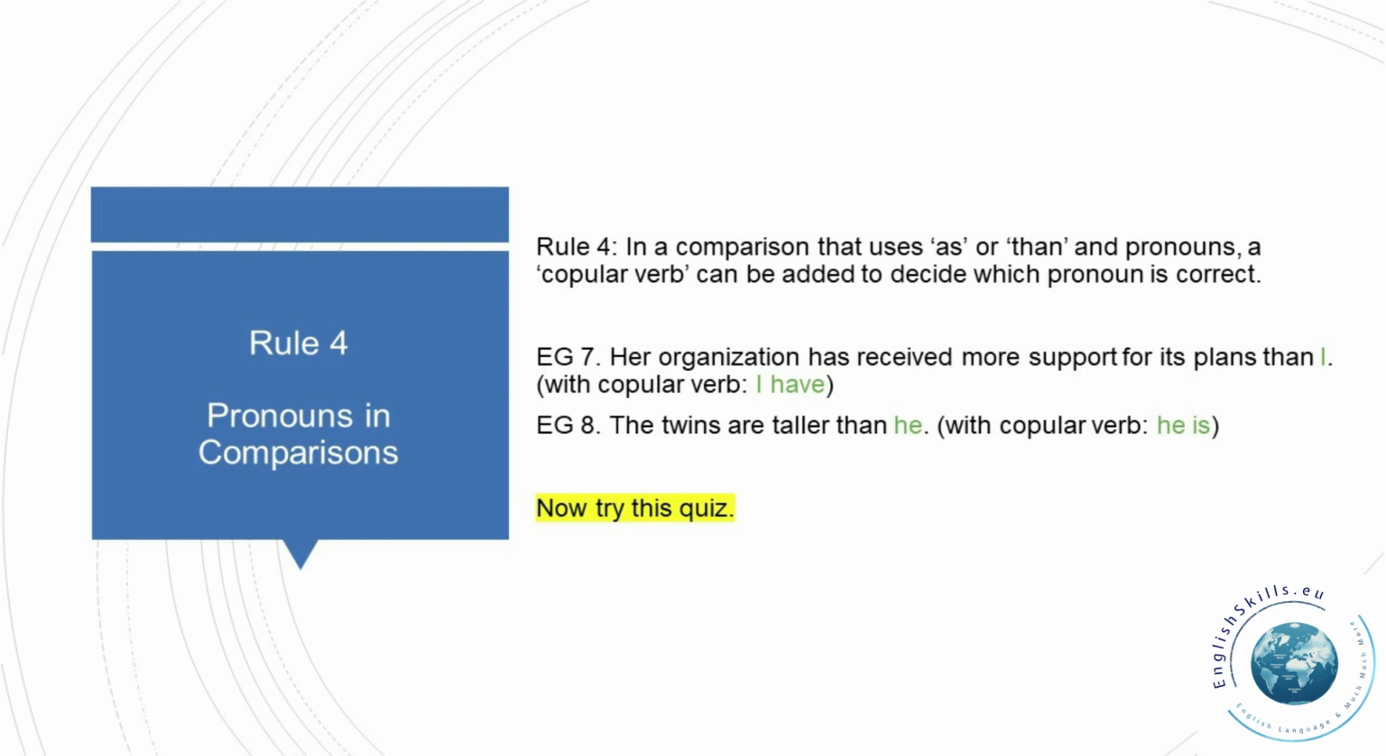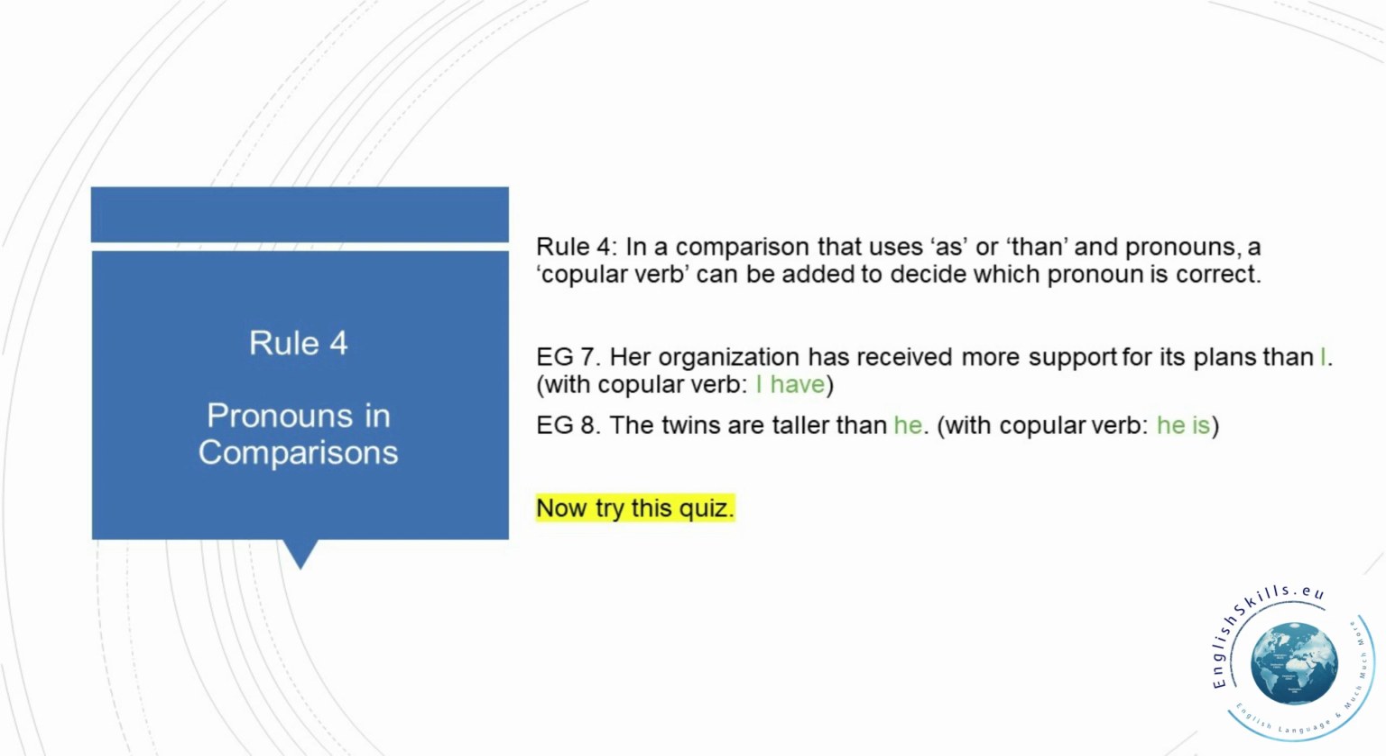This is important. If there is an auxiliary verb, such as be, was, has been, will have been, whatever it may be, we use the same. And here, if you just add the verb to the sentence, her organization has received more support for its plans than I have, but it wouldn't be me have. So if you say than me, you can immediately see that we would not say than me have. It's I have.